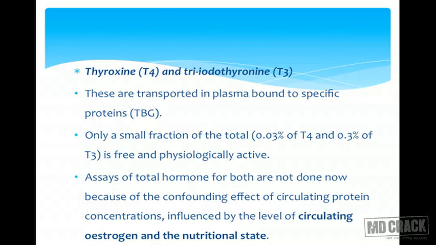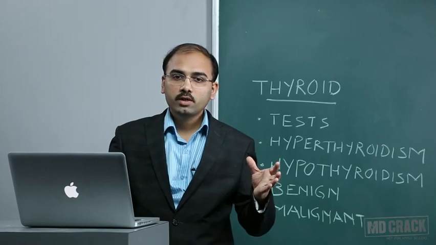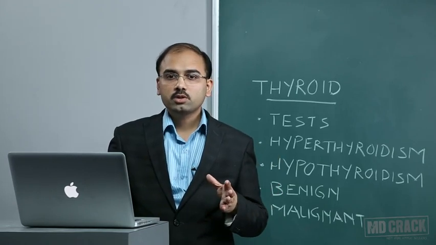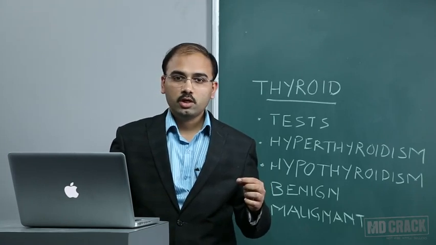Assays of total hormone for both are not done now because of the confounding effects of circulating protein concentration. These are influenced by the level of circulating estrogen and the nutritional states. So rather than doing the total assays, now we are preferring to do free T3 and T4 because the total hormonal concentration may be influenced by estrogen and nutrition state.